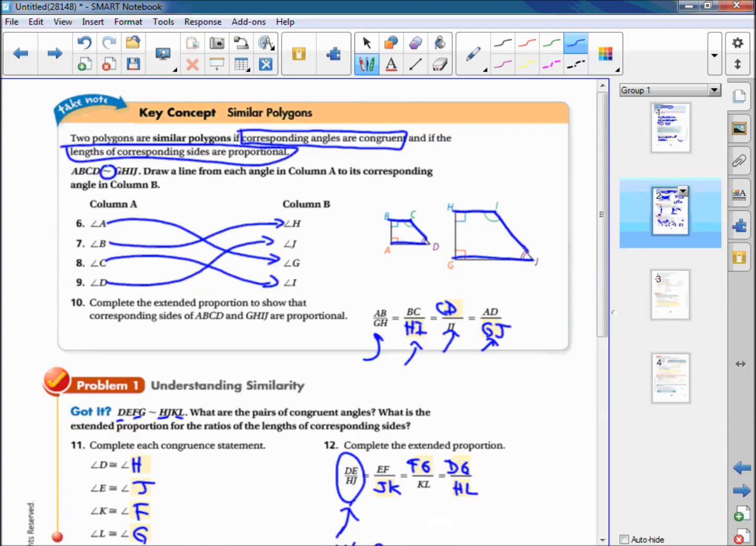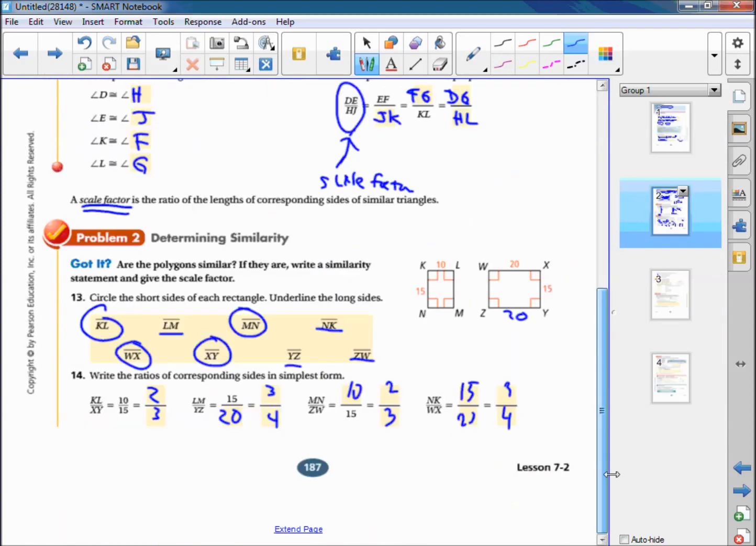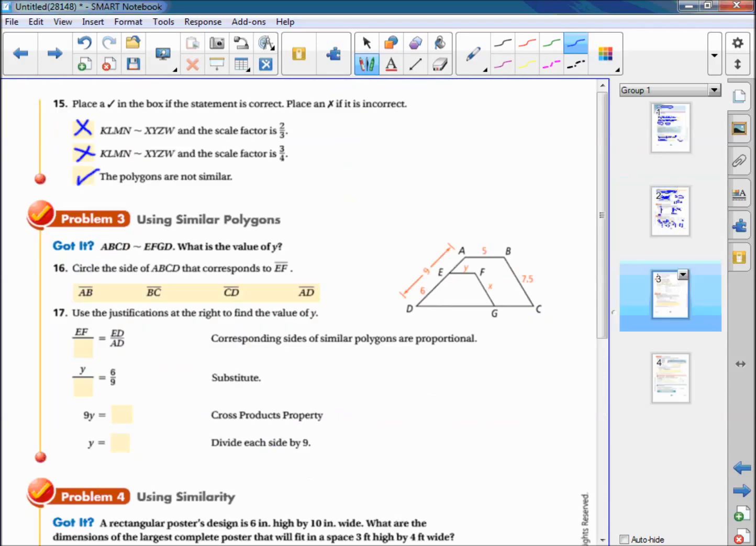They're both rectangles. They both have right angles, so all the corresponding angles are the same, but unfortunately our sides are not proportional. The sides for the short ones are proportional, and the long ones are proportional because they're the same length for each one, but together all of them do not make the same number. So we have some 3/4 and some 2/3. So our final answer is no. Okay, the polygons are not similar.